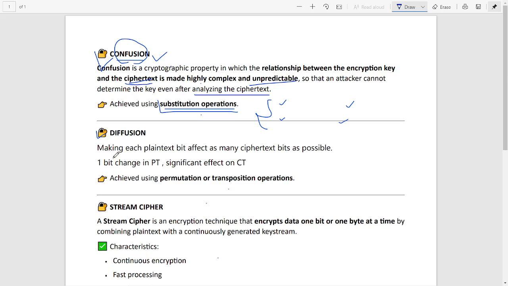So basically, making each plain text bit affect as many ciphertext bits as possible. Even if a small bit is changed in the plain text, it will affect many ciphertext bits. This is what we want. Or I can say one bit change in PT corresponds to significant effects on the CT. PT is plain text and CT is ciphertext. Even one bit change in plain text leads to a significant effect on the ciphertext. And how can we achieve this? We can achieve this using permutation or transposition operations.